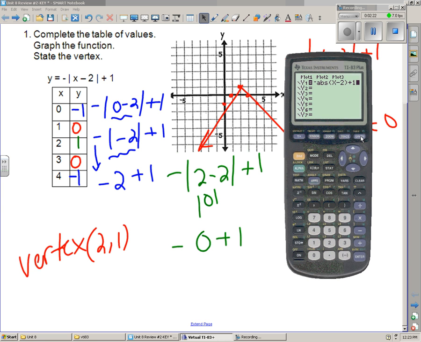I'll take a look at the graph. Looks like the graph that we created. I'll go to the table of values, second graph, and we'll pull this out. Here's your 0, negative 1, 1, 0, 2, 1, 3, 0, 4, negative 1. So you can do it by hand, or you can do it on the calculator. It's your choice.